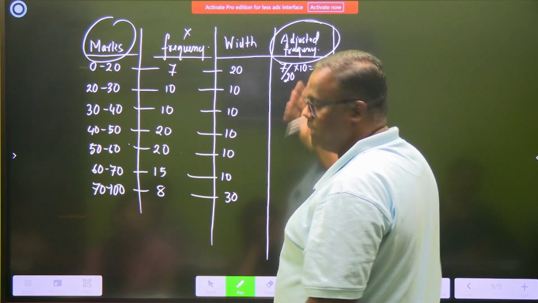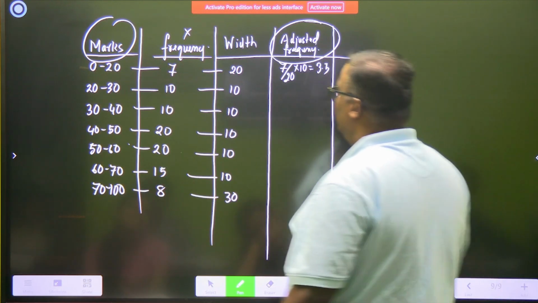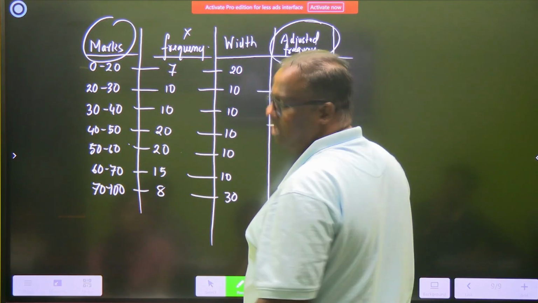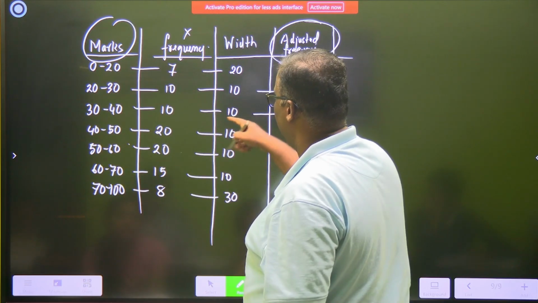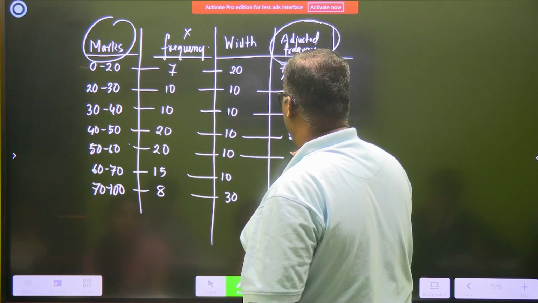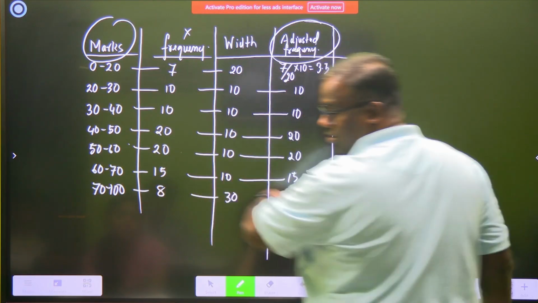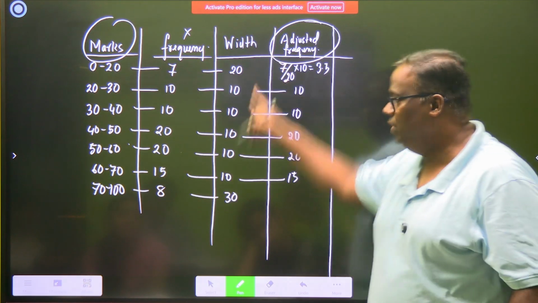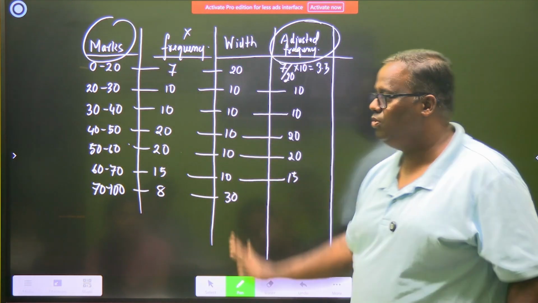ये हुआ. किताब कैसे सिखा रहा है, मैं तो आपको बोल रहा हूं आप अपना दिमाग लगा लो जस्ट. ये वाला कितना आ जाएगा? 10 ही रहेगा. ये वाला कितना है? 10. Don't get confused. हाँ, ये कितना रहेगा? 20. ये भी कितना रहेगा? 20. ये कितना रहेगा? 15. This is what you need to consider. These are just the width. Therefore, I always say don't plot this column. This column will confuse you.